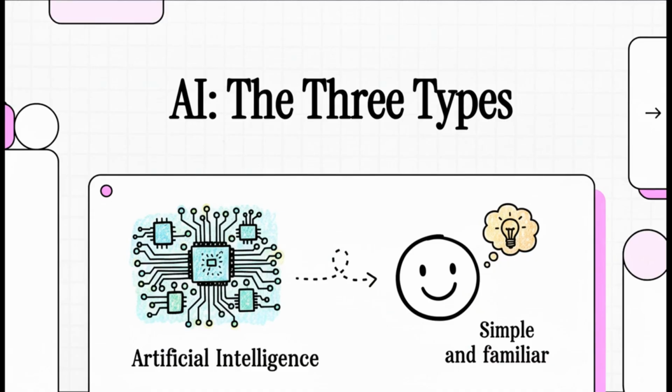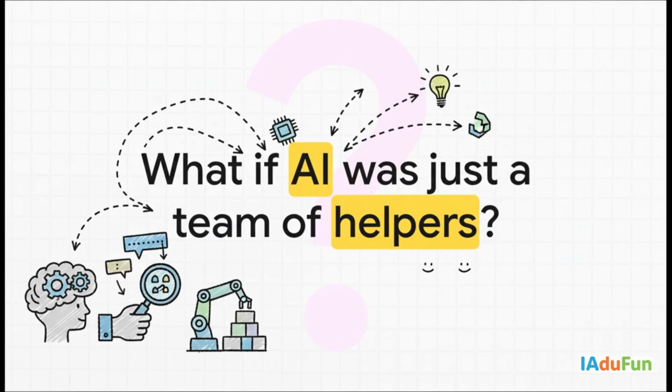But what if we could break it down into something way simpler? Something like, say, a team of 3 helpers. Okay, so let's run with that idea. Let's imagine that AI isn't just one big, mysterious thing. Instead, picture a team of 3 super smart helpers, and each one has a very specific job. We're going to meet this team, and I promise, by the end of this explainer, you'll have a super clear way to think about the main types of AI that you and your students are going to see.